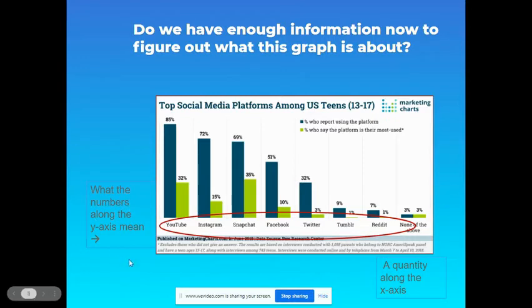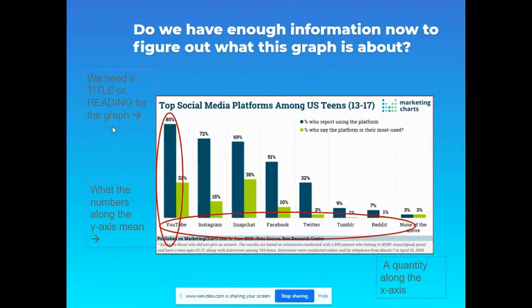What do the numbers along the y-axis mean, do you think? Well, that represents the percent, right? And if we look at the blue, percent of people who report using that platform. So 85% of the people polled reported using YouTube.